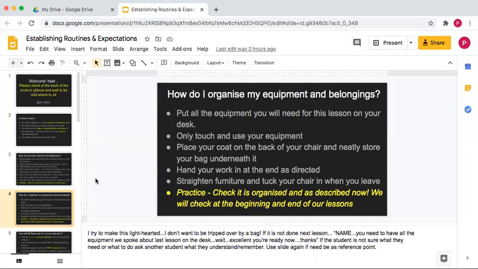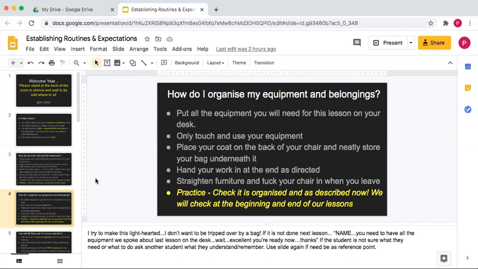How do I organise my equipment and belongings? That's a key one. How you're storing things with books and so on. Where do you want them to put them at the end? How do you want them to get them there? Are you going to have monitors in the room? What's that going to look like? Talk about your procedures.